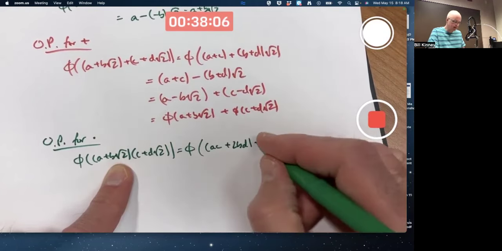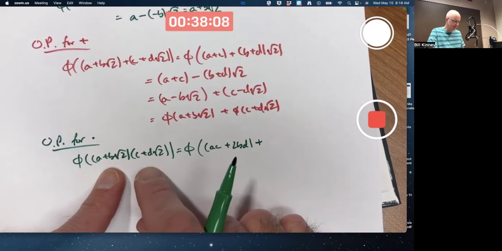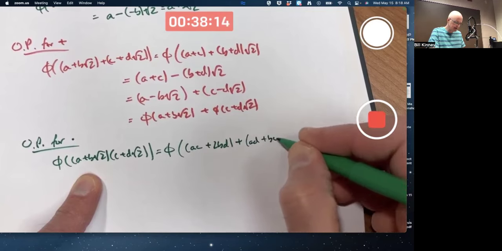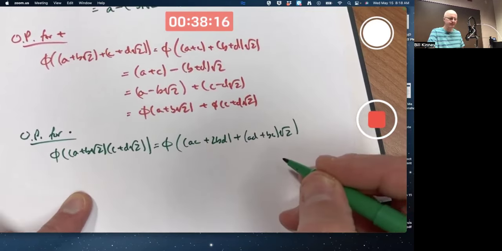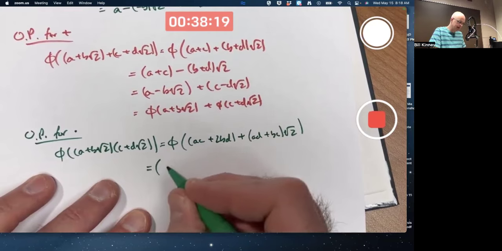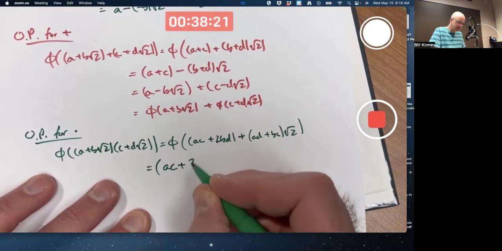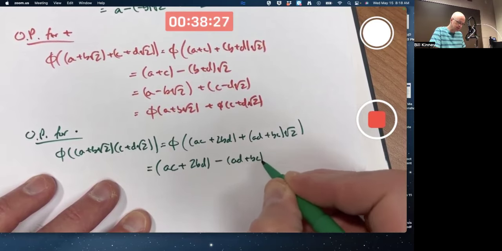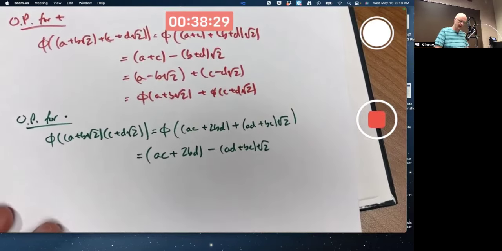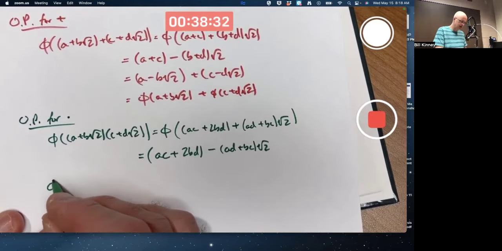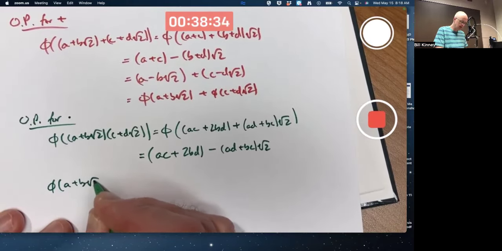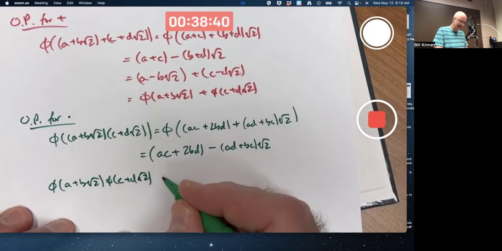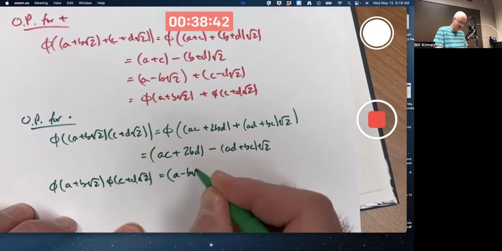And the parts that do involve the square root of 2 and it doesn't go away are the outside and inside products. And the coefficient is going to be AD plus BC. That's going to then equal, by the formula for phi, AC plus 2BD minus (AD plus BC) root 2. That should equal this product. Does it? You actually have to do it.